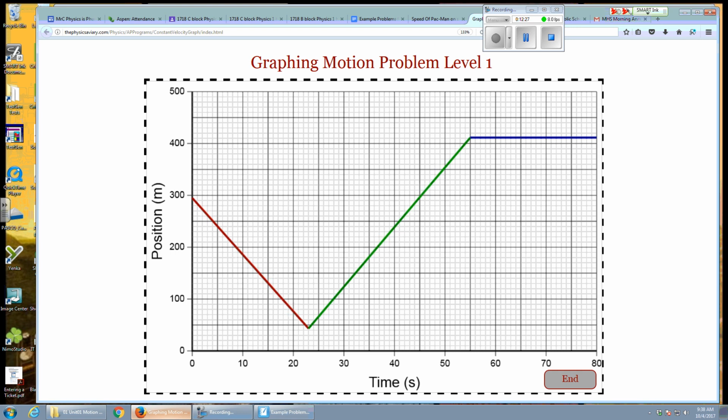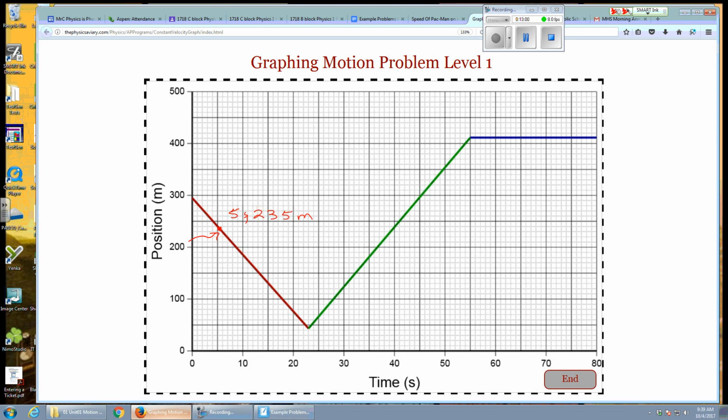But basically, I would take the slope of the red section. You know, I do rise over run. Am I going to get a positive or a negative value for the red? Negative. So I'm going to pick a point here, right? Like right here. And that has coordinates like 5 seconds and 235 meters.